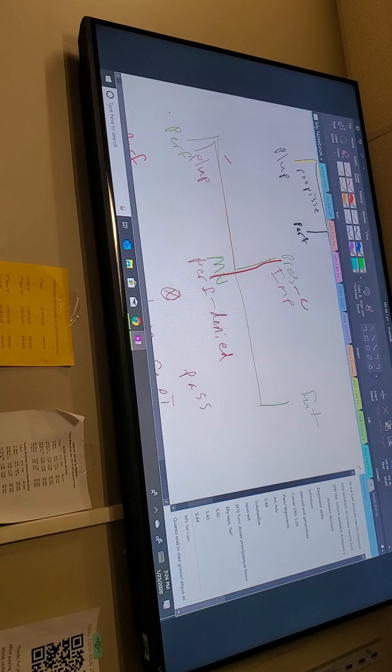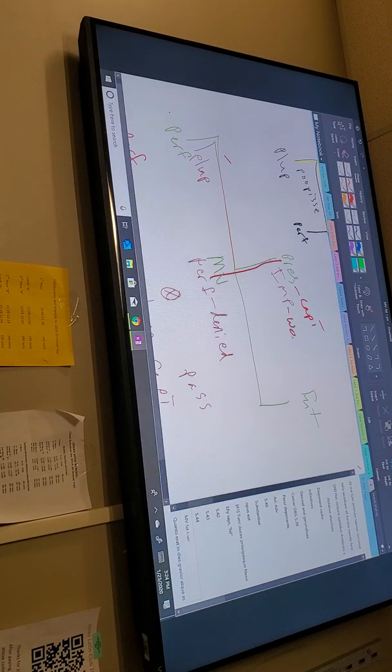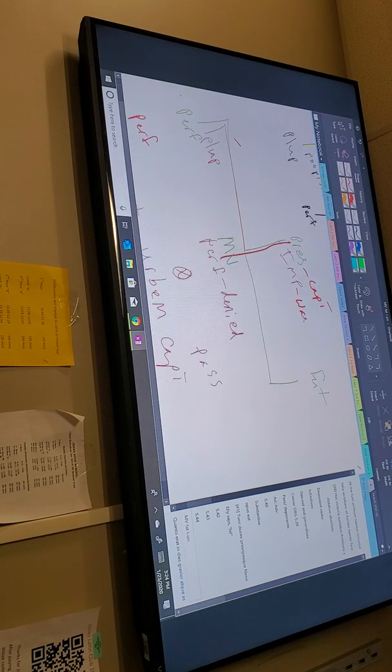Okay. So capi is present. Yes. But I'm going to translate it as was captured.